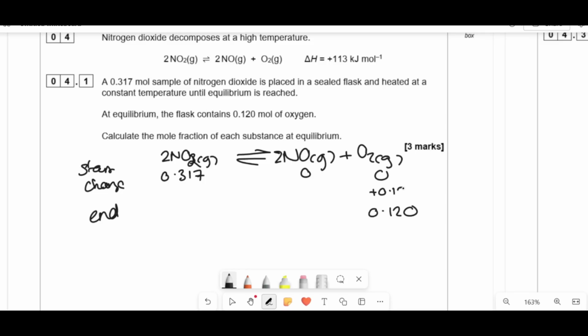Plus 0.120. Okay, so if that went up by 0.120, every one of these will also have 2 of those made. So this will go up by plus 0.240. Now, it takes 2 of these to make 1 of those. So if this went up by 0.120, it took 2 of them to make that, as in this would have gone down by 2 times that. So this would have gone down by minus 0.240. So at the end, the moles of everything is going to be 0.077.